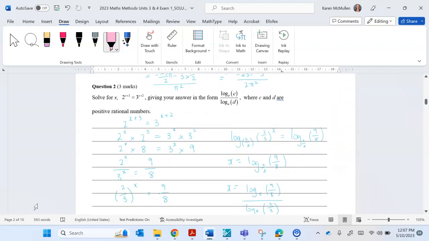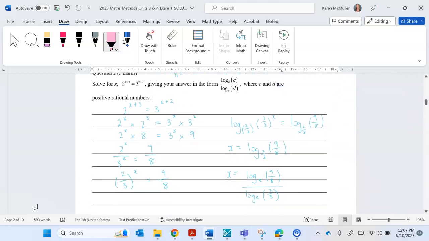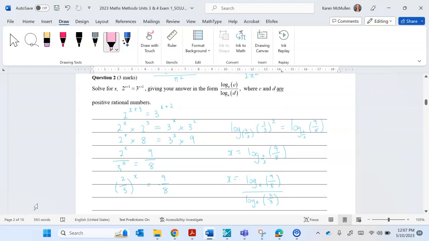Alright, question number 2. So this was quite a hard one, and I haven't actually seen a question like this before. The thing that makes it hard is we don't have the same base. Alright, we've got a base of 2 and a base of 3. Now, if we could get them to the same base, that would make it so much easier.